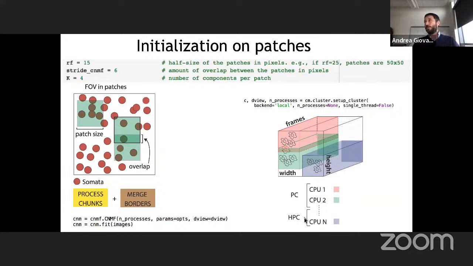Importantly, if you run this on a high performance cluster, let's say that you have 200 nodes, you can separately analyze each of these chunks on a separate node, which makes the analysis very, very fast if you have the right computational infrastructure.